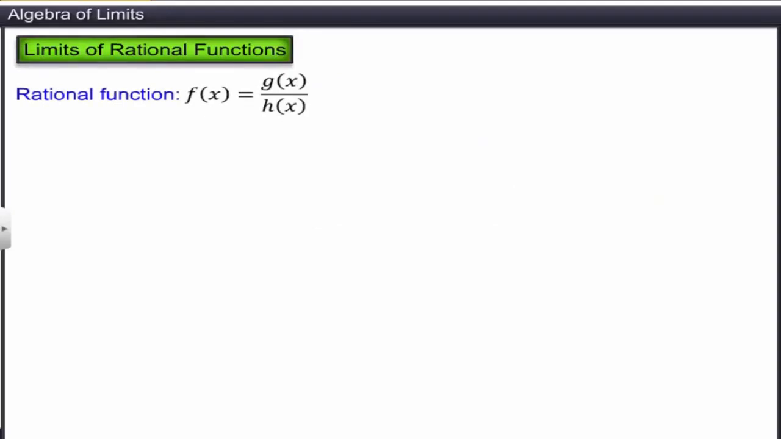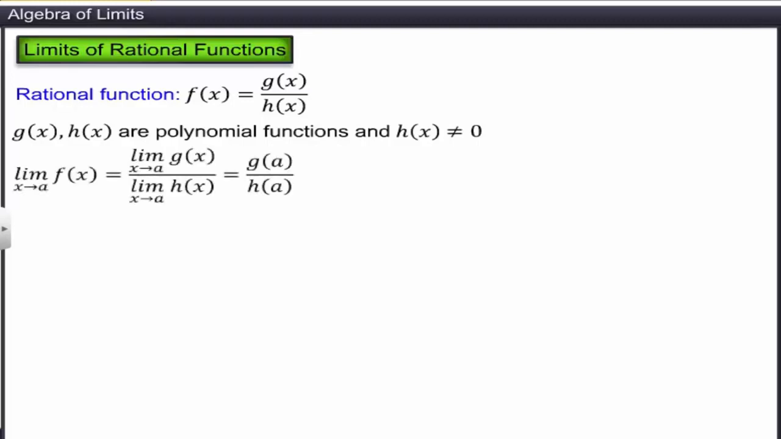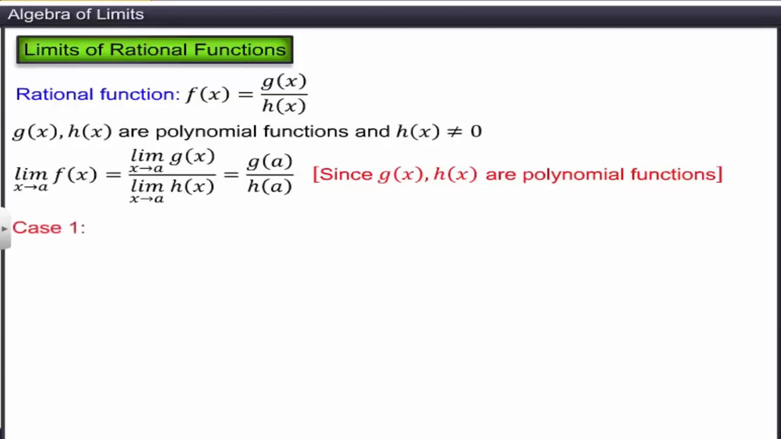A function f of x of the form g of x divided by h of x is called a rational function. Here, g of x and h of x are polynomial functions. If we wish to find the limit of the function as x tends to a real number a, then we have these cases. A case where h of a is equal to 0 and g of a is not equal to 0. In this case, the limit does not exist.